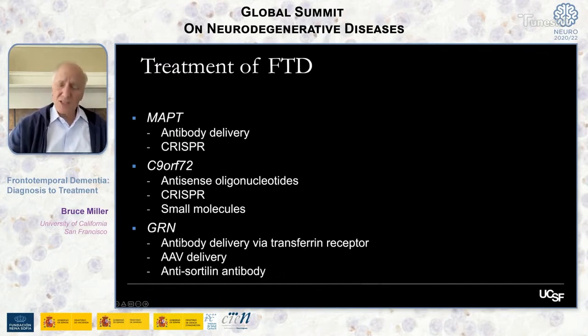Granulin may be the most exciting, and the Denali group have shown that they can deliver antibodies via the transferrin receptor that carry progranulin, increasing the delivery of progranulin. Eric Roberson and a number of pharmaceutical groups have shown that they can deliver progranulin through the AAV vector. And then finally, exciting work done with anti-sortilin antibodies to see if we can raise the cellular progranulin and prevent progression of the disease.